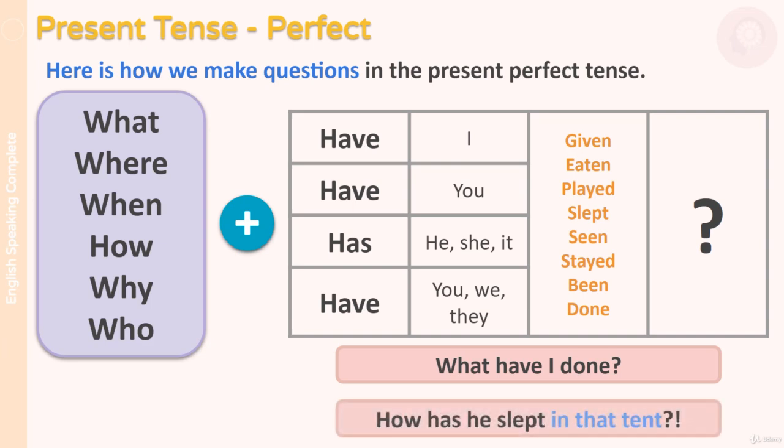How about this? How has he slept in that tent? Some element of surprise there. How has he slept in that tent? I suppose it's surprising that the person could sleep in this poor quality tent or whatever it may be. How has he slept in that tent? And we have the detail in blue there. So definitely a useful table to use.